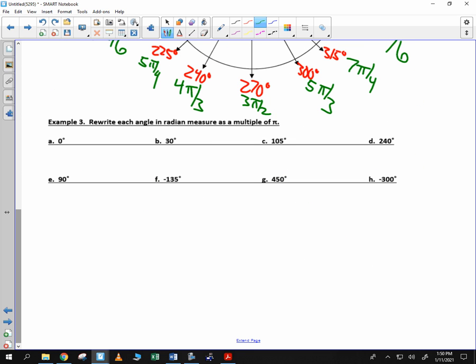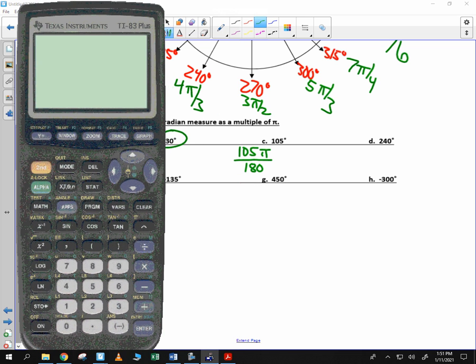It says rewrite each angle in radian measure as a multiple of pi. We've done that for 0 and 30, but suppose we have a different one, like 105. You had 105 pi, and you would divide it by 180. There, it's not a nice value. You actually need to figure out what 105 and 180 are both divisible by. Seems like they would both be divisible by 5. 105 divided by 5, and we get 21. And 180 divided by 5 is 36. Looks like those are both divisible by 3. We get 7 pi over 12.